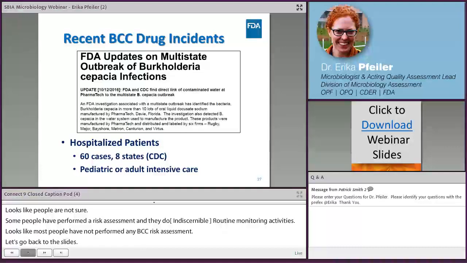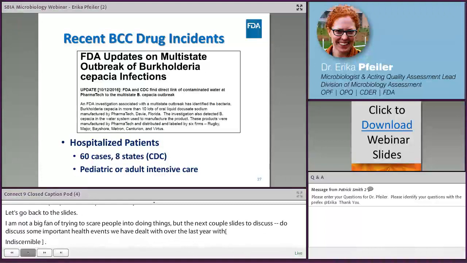But the next couple of slides I have do discuss some really important public health events that we have dealt with over the last year with Burkholderia cepacia. And I just wanted to share those with you just to give you an idea of how widespread this issue is within the pharmaceutical manufacturing community.